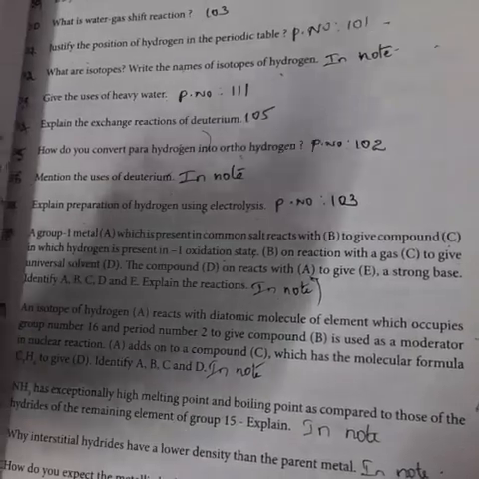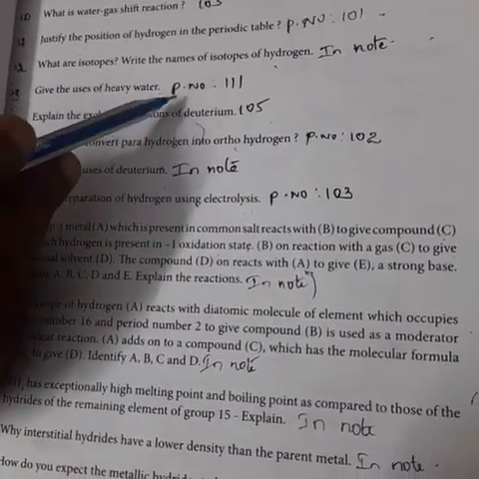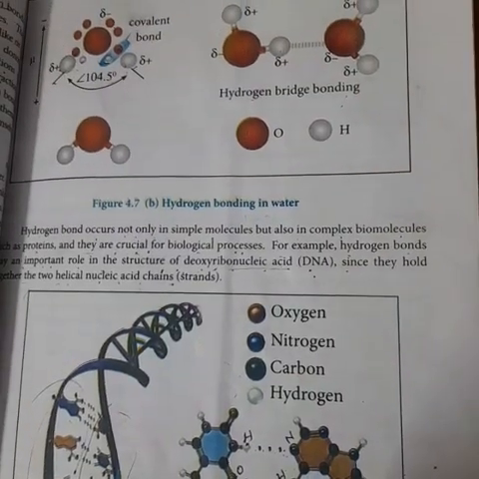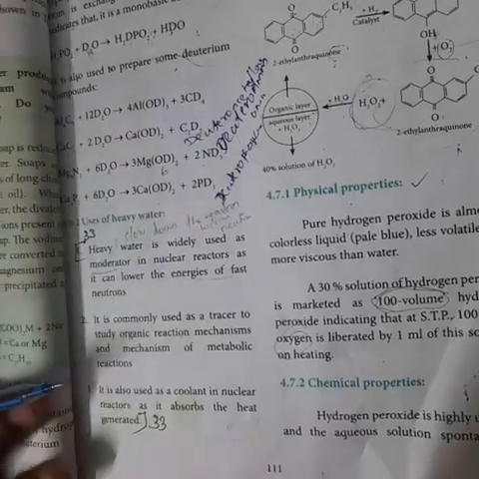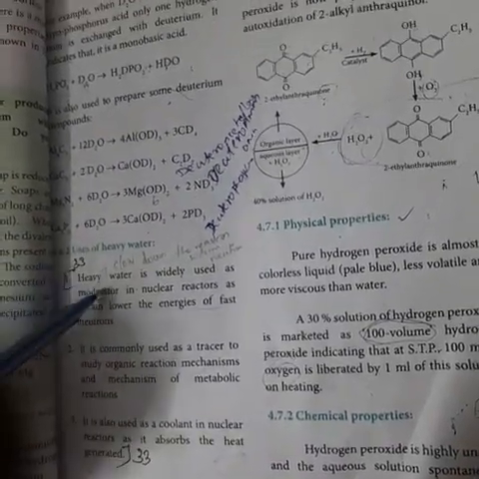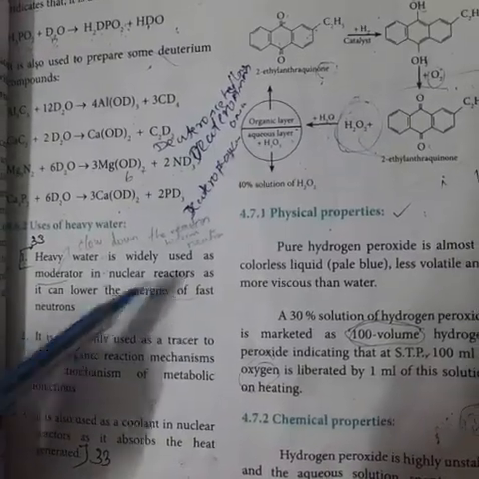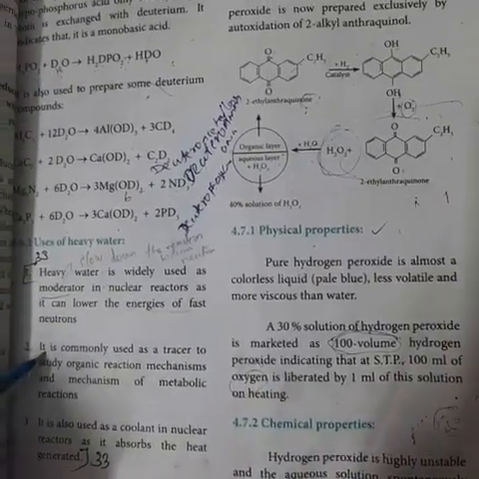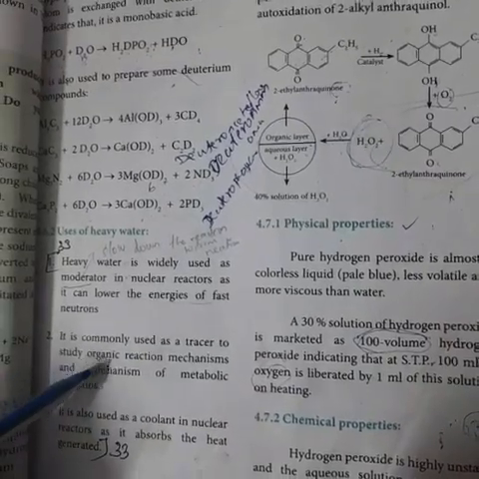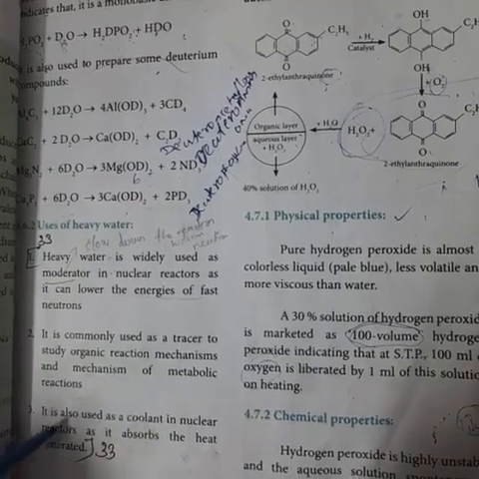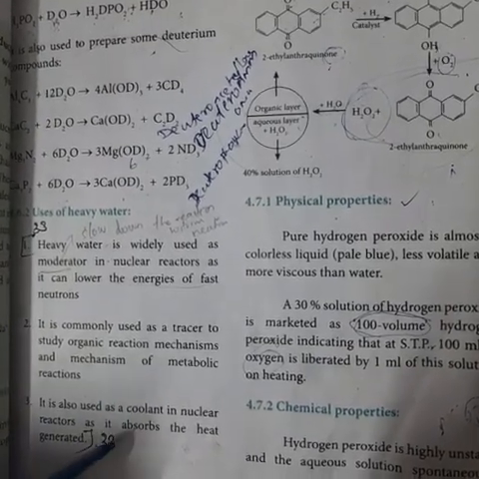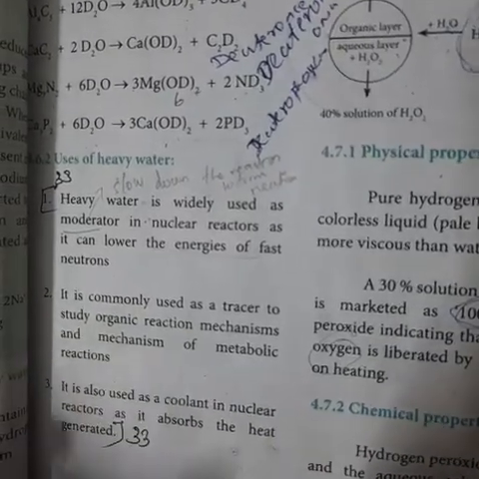And next question: give the uses of heavy water. Page number 111, take it now. Uses of heavy water; three uses have to be marked. Heavy water is widely used as a moderator in nuclear reactors as it can lower the energies of fast neutrons. Second, it is commonly used as a tracer to study organic reaction mechanisms and mechanisms of metabolic reactions. Third, it is also used as a coolant in nuclear reactors as it absorbs the heat generated.